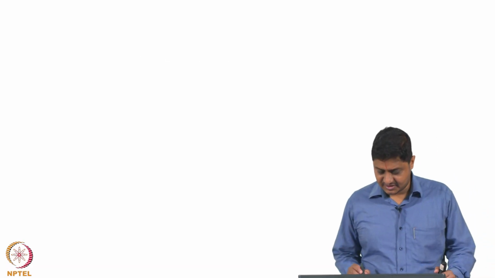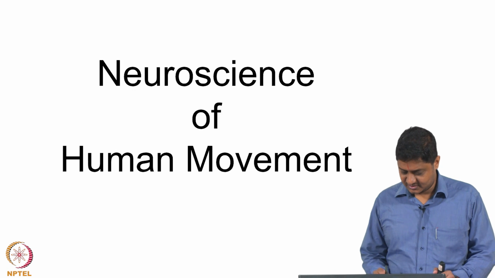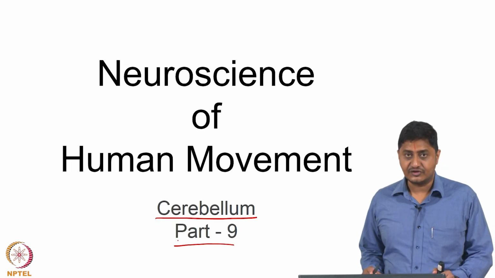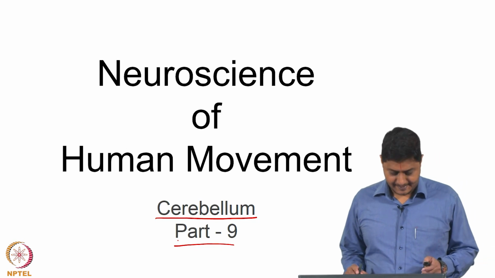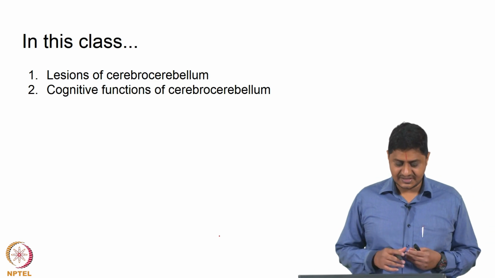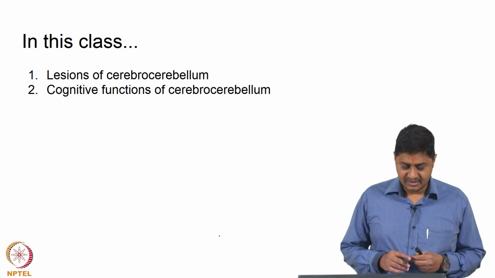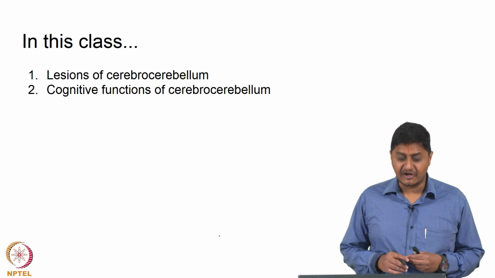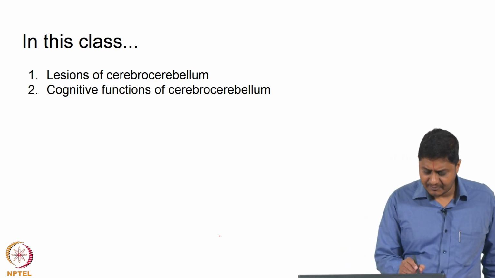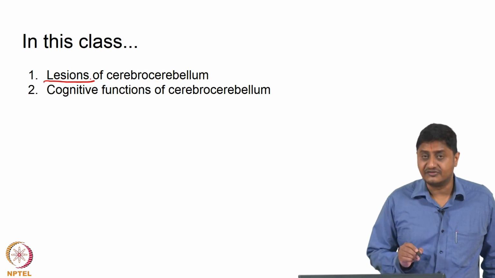So, welcome to this class on Neuroscience of human movement. This is part 9 of our discussion on cerebellum. In this class we will be discussing the lesions of cerebrocerebellum. We discussed functions of cerebrocerebellum in the previous class. In this class we will discuss what happens if there are lesions of the cerebrocerebellum.